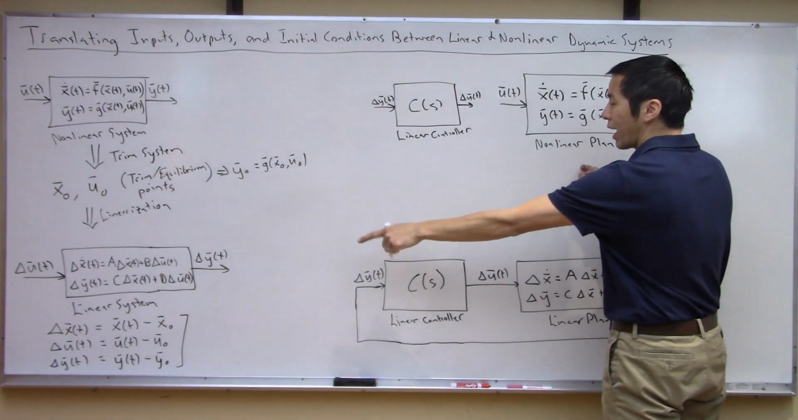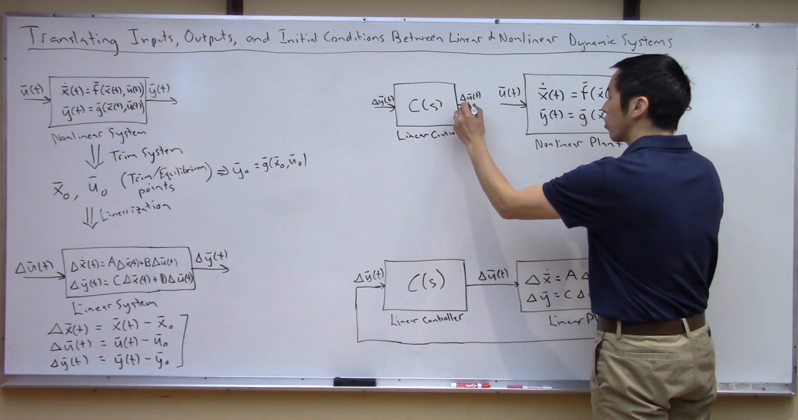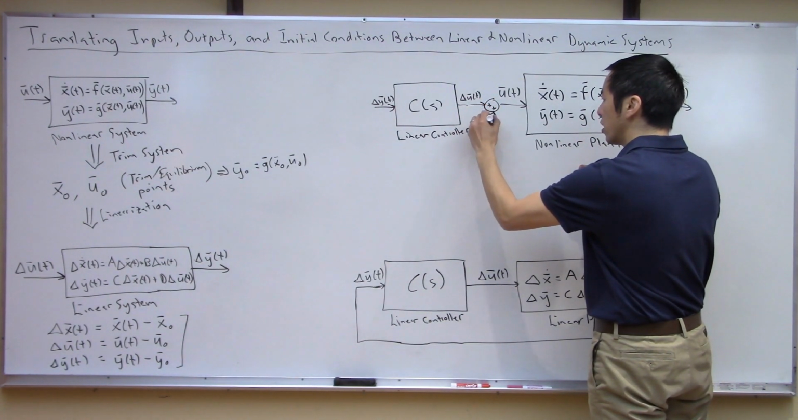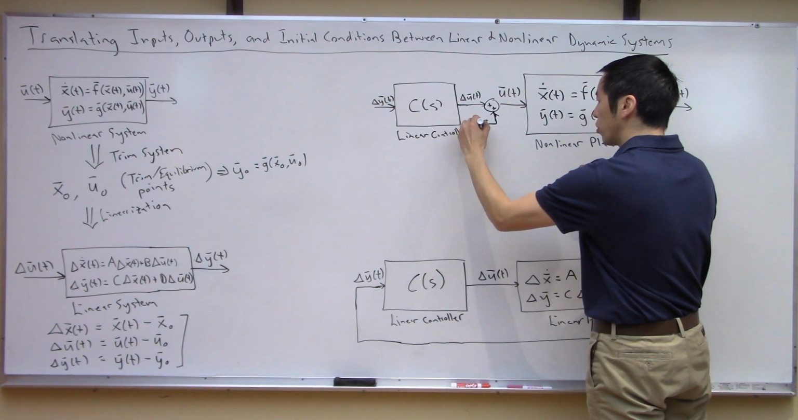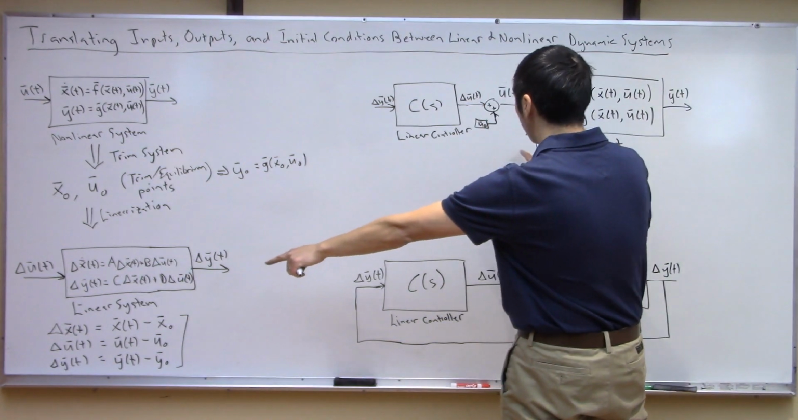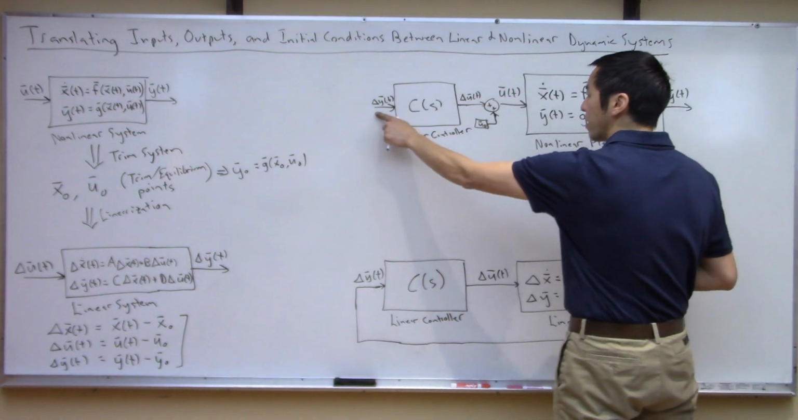So we need to go ahead and do our little trick we did earlier of basically adding back on the trim control, u naught. Right, did I get that right? U is delta U plus U naught. Yep, okay, that's correct. And same thing over here.